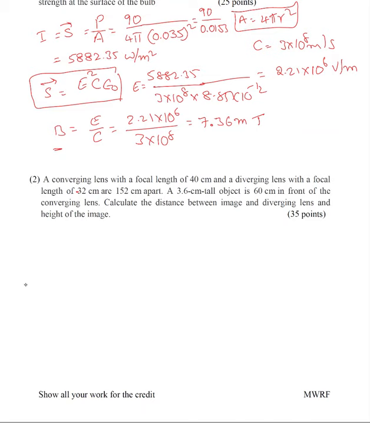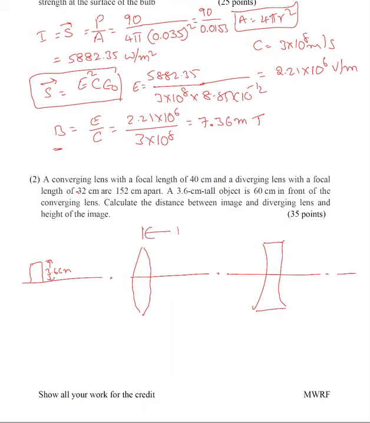Okay, so first here is the axis. I always take the object on the left hand side, so let me take this object right here, which is 3.6 centimeter tall. Okay, so this object is 60 centimeter in front of a converging lens. So first I have a converging lens, and then a diverging lens. Now I know the distance between these two is 152 centimeter.